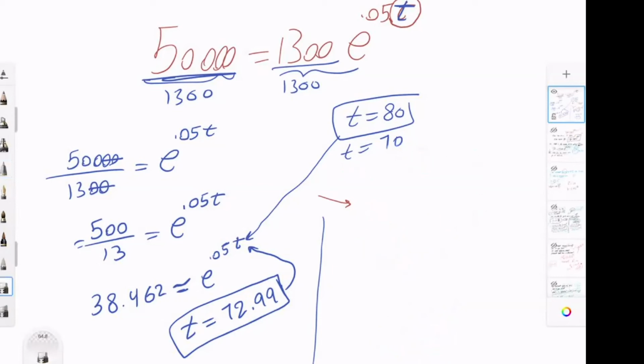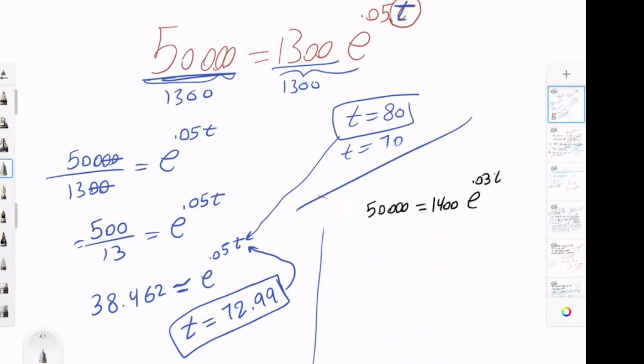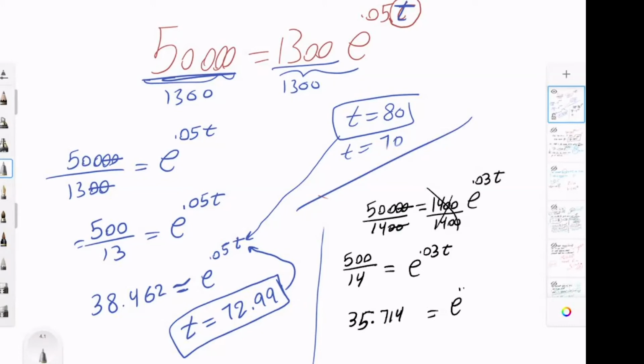Let's help you out. So we have 50,000 equal to 1,400 e to the power 0.03 t. I divide by 1,400, divide by 1,400. I get 500 over 14 equal to e to the power 0.03 t. What is 500 divided by 14? 35.714. This is equal to e to the power 0.03 t.